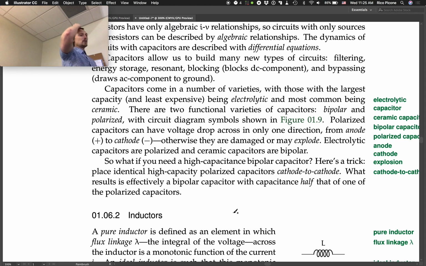So if you want a large bipolar capacitor that won't get damaged, you put them cathode to cathode, and you effectively lose half of your capacitance when you do that. So if one of those capacitors has capacitance C, when you put them together, they actually have capacitance C over 2. So you lose some, but it's still much, much greater than what you can get with a typical ceramic capacitor. So it's a nice little trick.